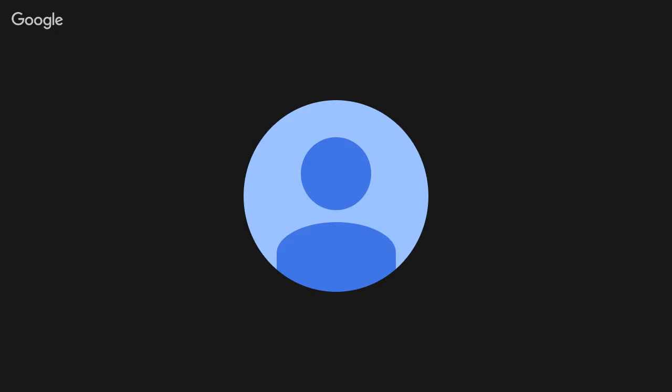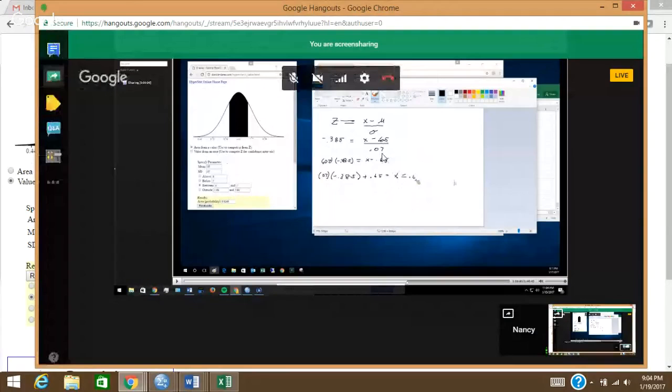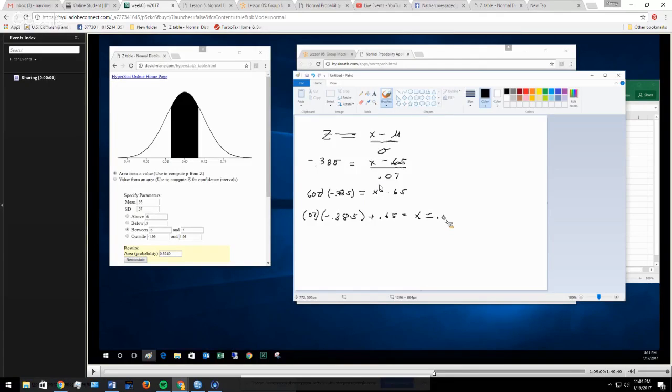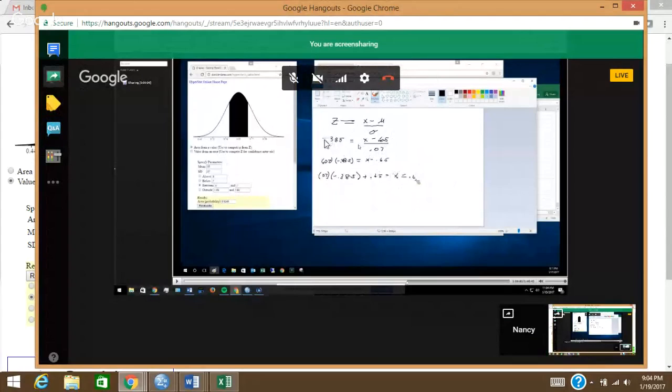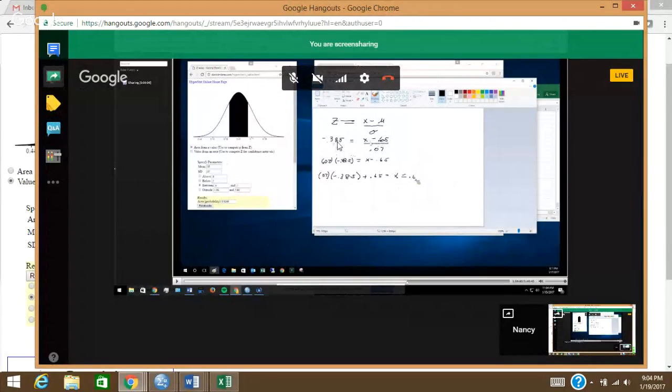Do you see my screen? Do you see my screen? Yep. You're looking for the value of X. So we need to know how to do it by hand. We can use this one, but there are some problems where we're going to need to know how to do it by hand. I know. My only question is why is it negative 0.385 instead of positive?